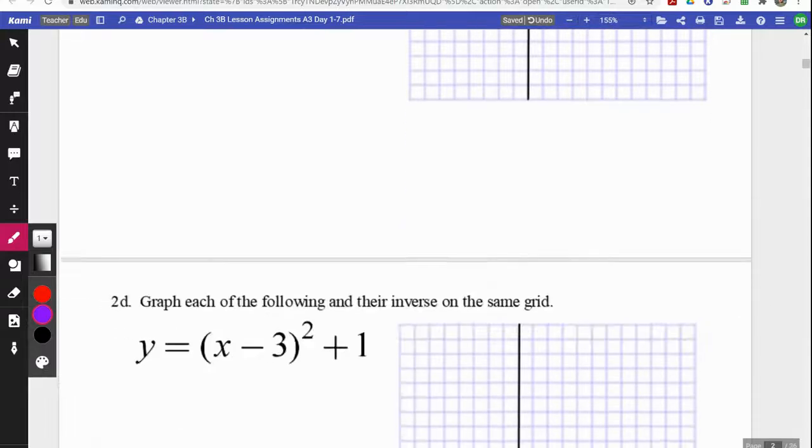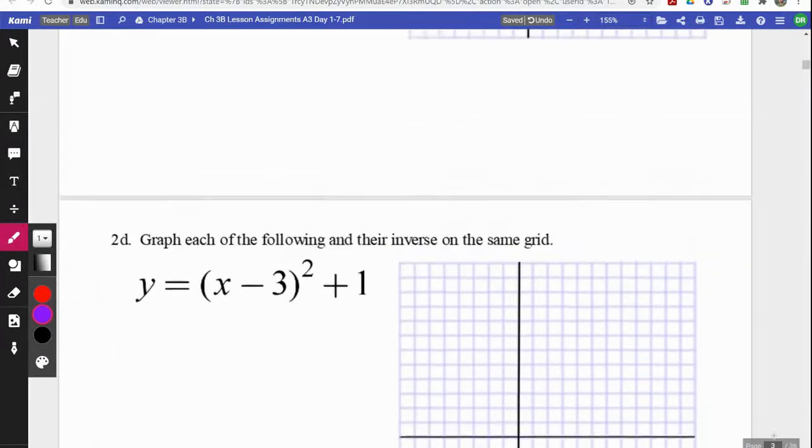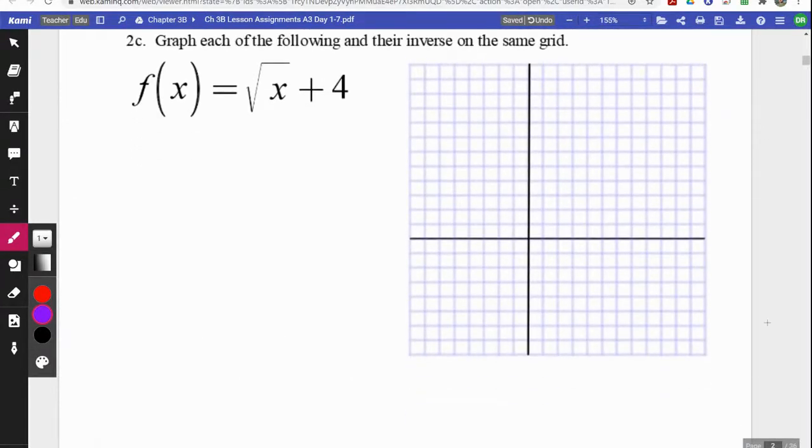All right, here's another example, a couple more examples. I'll try to go a little bit faster. We see the transformation is up 4. The parent function starts at 0, 1, and it's over here like this, but then we're up 4.